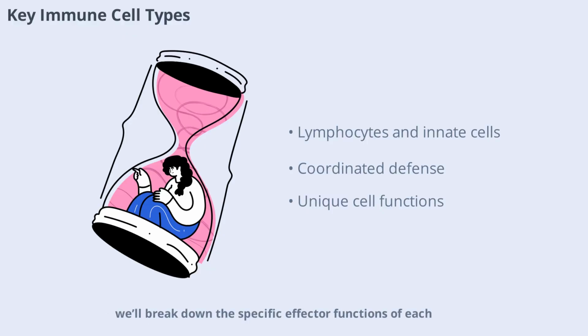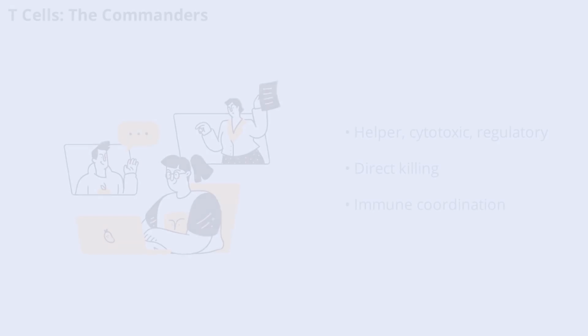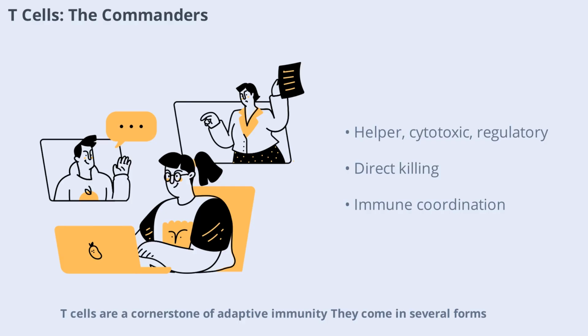In the next scenes, we'll break down the specific effector functions of each cell type and see how they contribute to immune protection. T cells are a cornerstone of adaptive immunity. They come in several forms, including helper T cells, cytotoxic T cells, and regulatory T cells. Helper T cells coordinate immune responses by signaling other cells, while cytotoxic T cells directly kill infected or abnormal cells. Regulatory T cells help maintain balance, preventing excessive immune reactions.